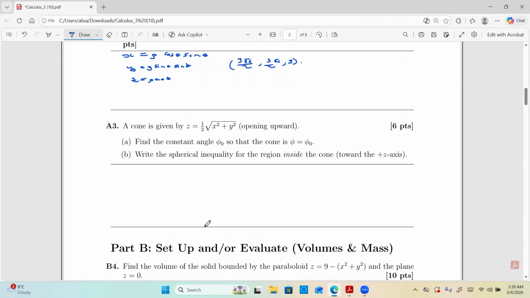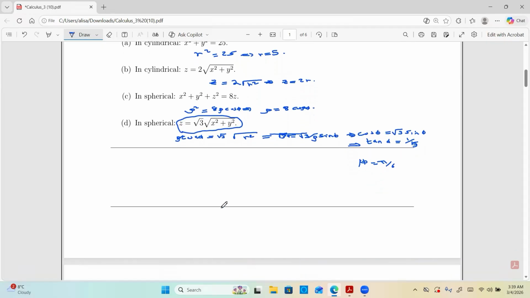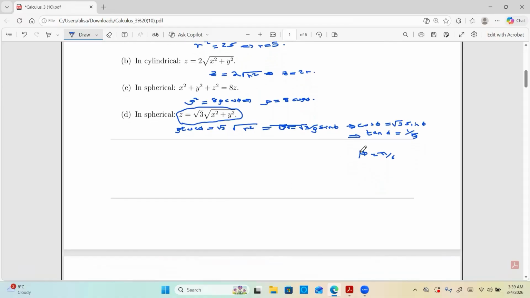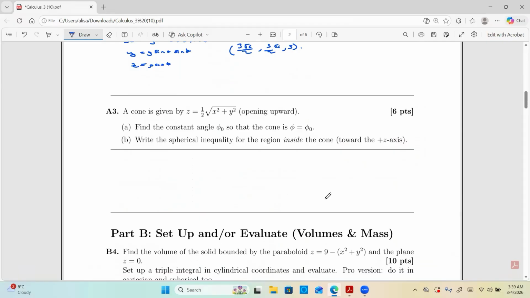We've already seen in the previous part that a cone like this can be converted to spherical coordinates. It can be converted to something of the form phi equals constant in spherical coordinates by simply converting every variable you see to the corresponding coordinate system.